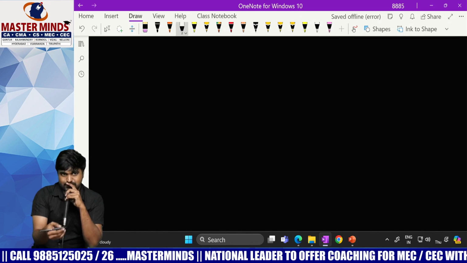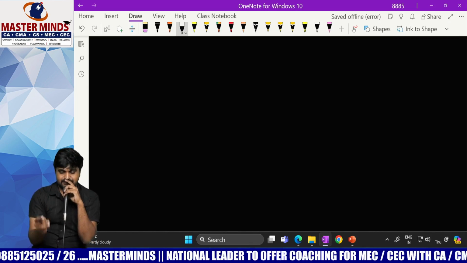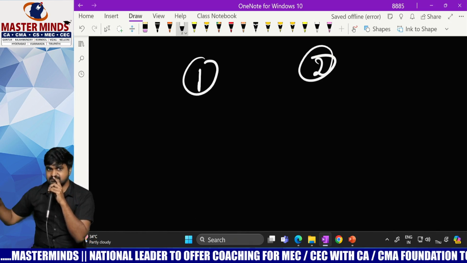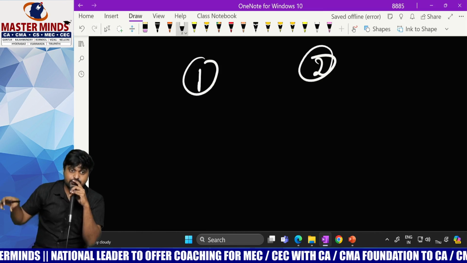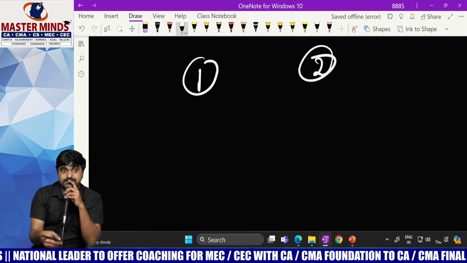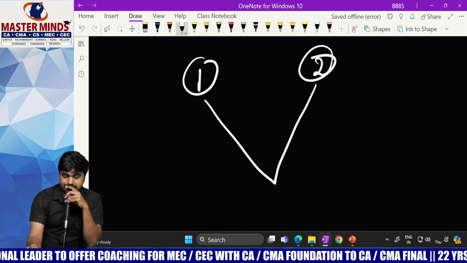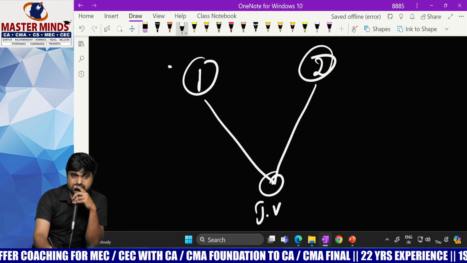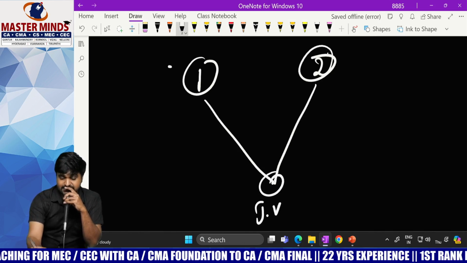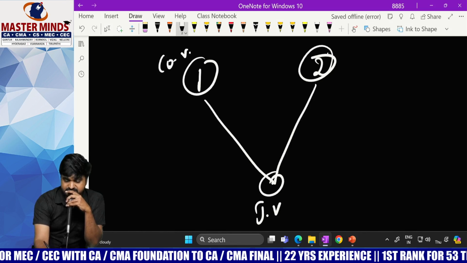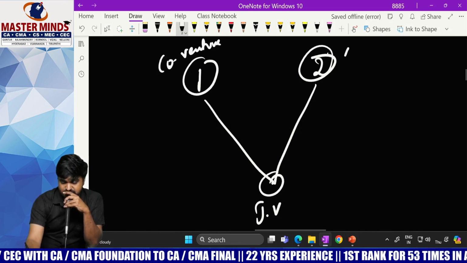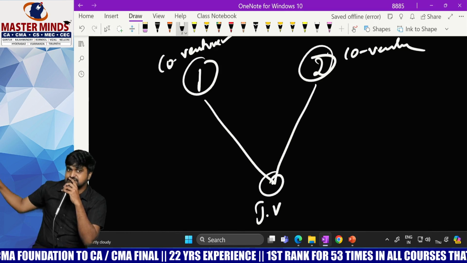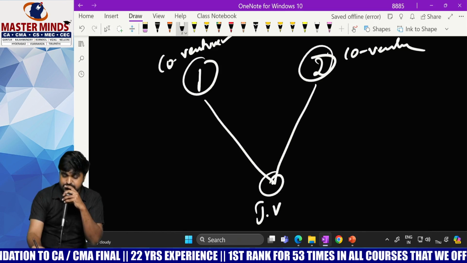So in case of joint ventures, there will be two parties. Party number 1 and party number 2. Now they will continue their business separately. And along with those businesses, they will start a new business that they took combinedly. Now this combined business will be called a joint venture. These companies will be called co-venturers. And the combined entity started by those co-venturers will be called a joint venture.